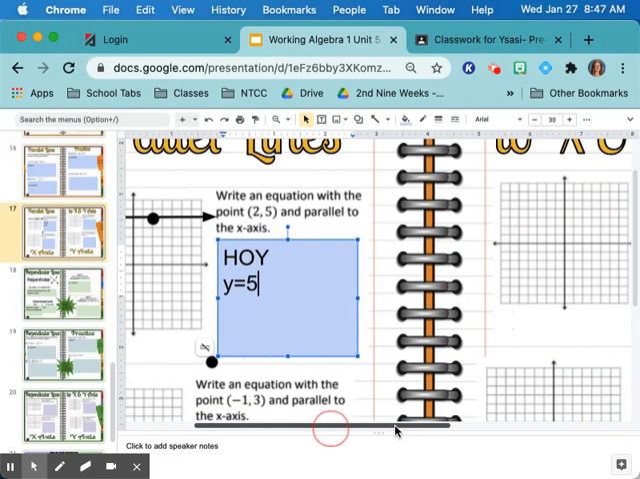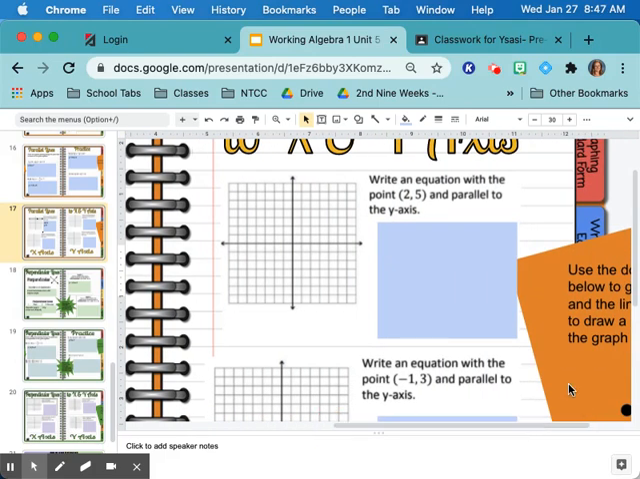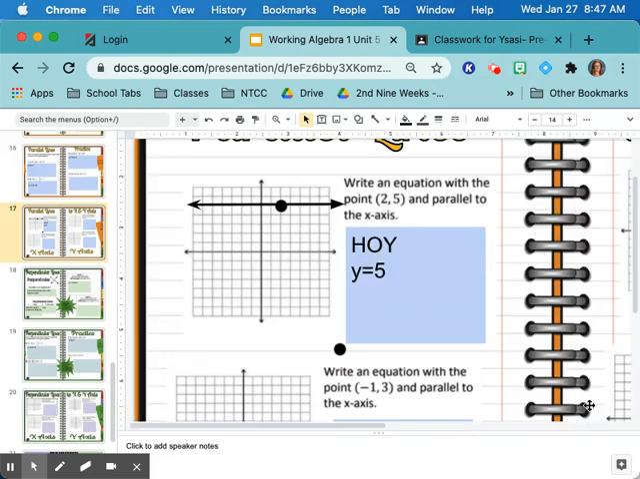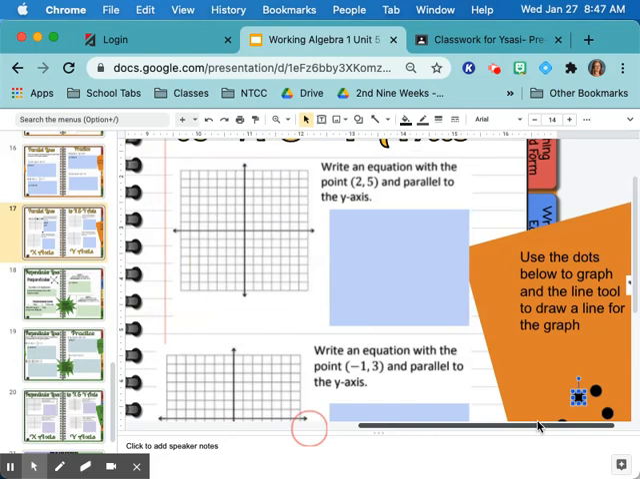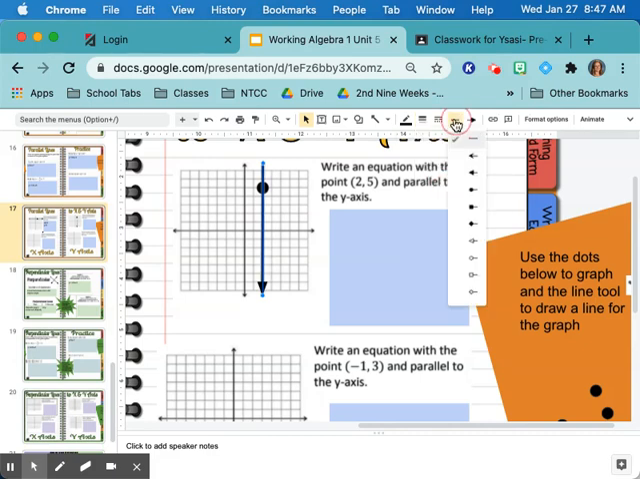Okay, let's go over to this one. Write an equation with the point (2, 5) and parallel to the y-axis. So I need a point. So plot a point again at (2, 5). And this time it says parallel to the y-axis. So how is the line going to look? Yeah, vertical line. Straight up and down. Going to thicken it up, make it black. Arrows on both ends.